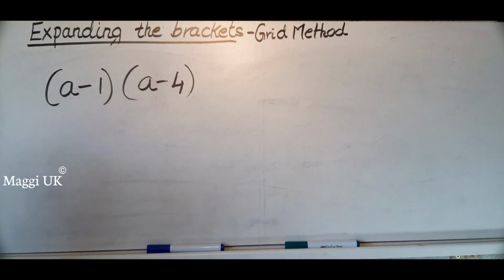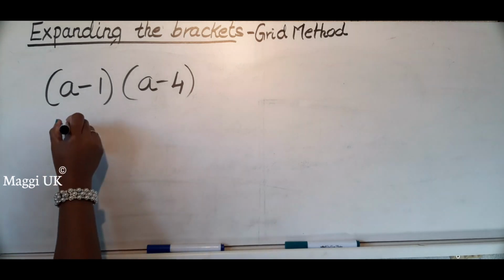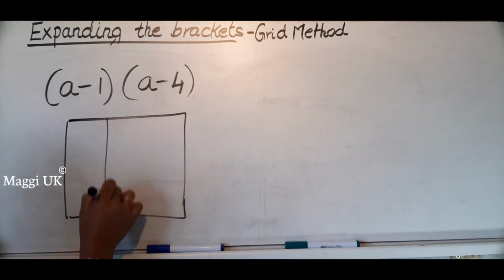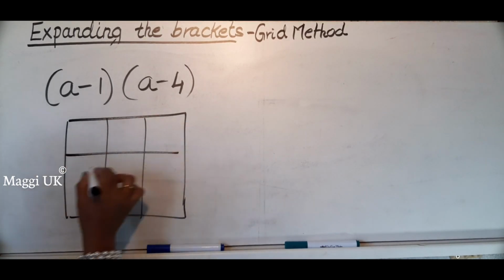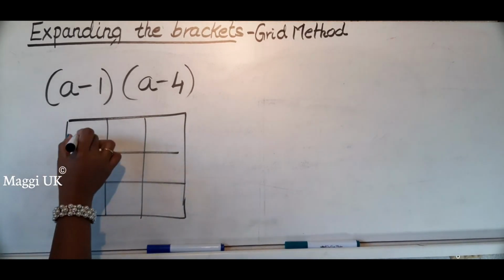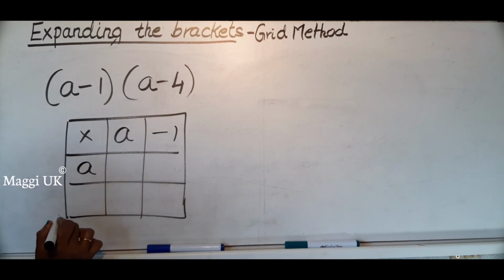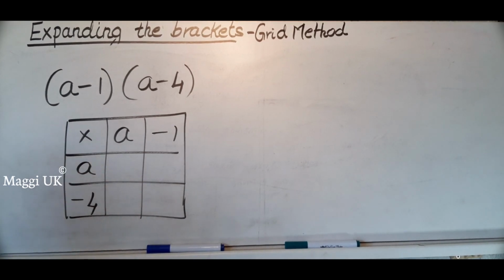Okay, come on, David. So you have to draw a box first. So we are going to draw the box first. And then you're going to put the times in there. And then you're going to do A, and then -1, and then A on the other side, and then -4. And then all you got to do is just times it.